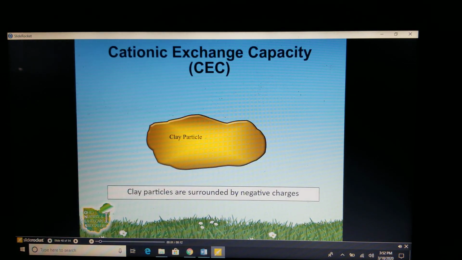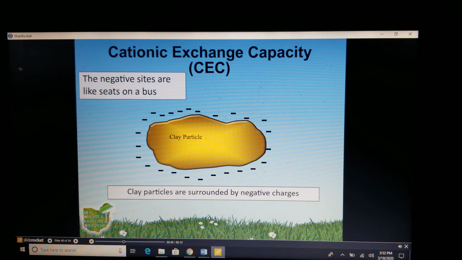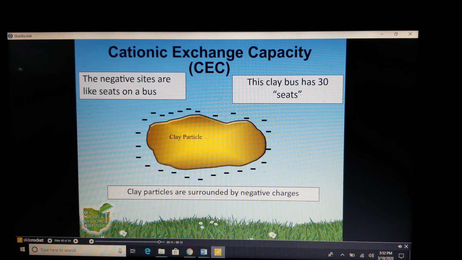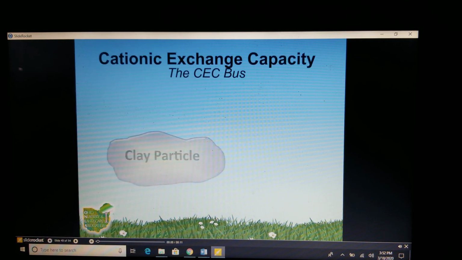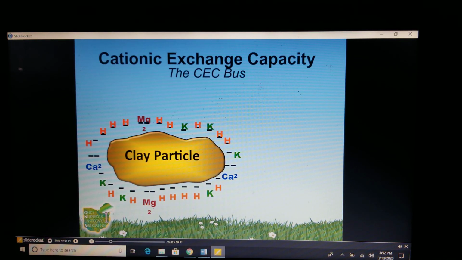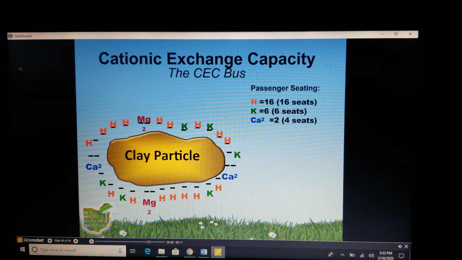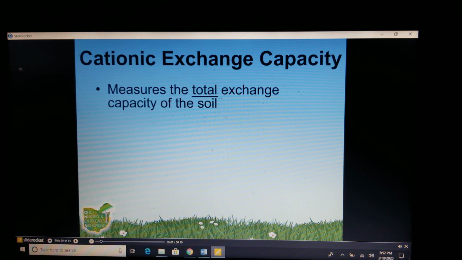Soil particles are surrounded by negative attachment sites. Each clay particle has a fixed number of negative sites, just like a bus has a fixed number of seats. This clay bus has 30 seats. The passengers on the CEC bus are cations and represent important plant nutrients such as potassium, K, calcium, Ca, and magnesium, Mg. The CEC measures the total capacity for the soil to hold on to and exchange cations.